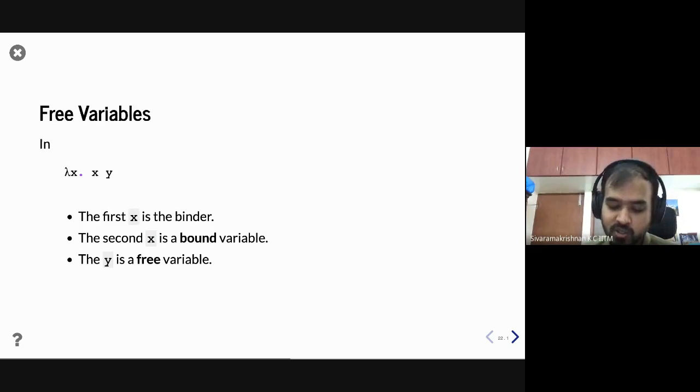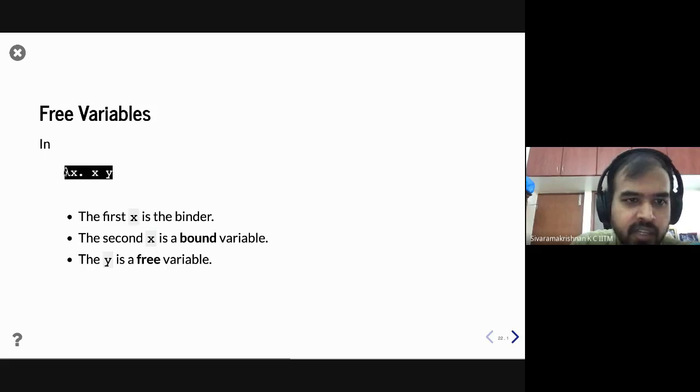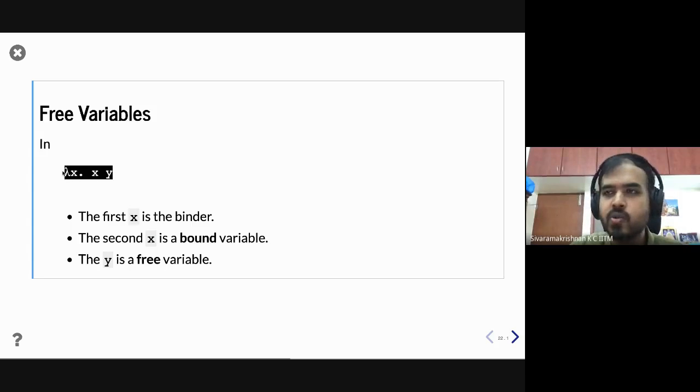So, free variables. We are seeing one more new concept here. We've seen free variables when we talked about OCaml. I think I mentioned it exactly once. We will look at it much more rigorously here. Here's a lambda term. This lambda term has a lambda x, and then it applies x to this term y. This term y is not present in this particular term. It's not in scope.